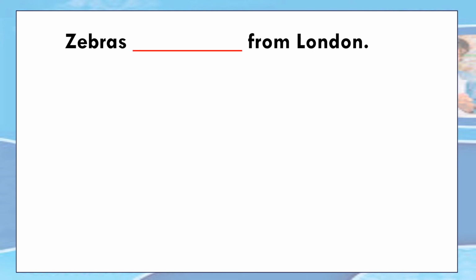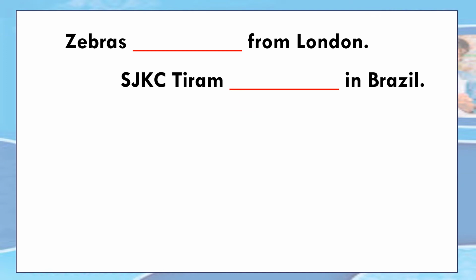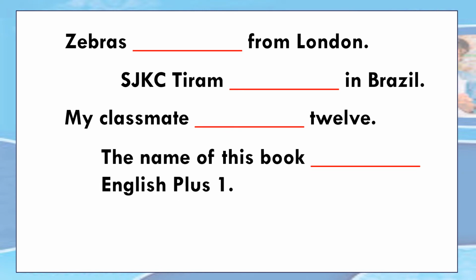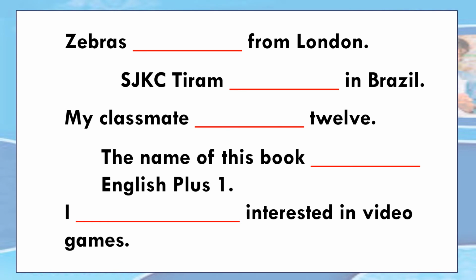Okay, the second lesson. Zebras from London. SJKC Tiram in Brazil. My classmate 12. The name of this book, English Plus One. I interested in video games. Okay, so we have learned about subject pronoun and verb to be. There's a lot of them just now, so you need to identify the keyword.